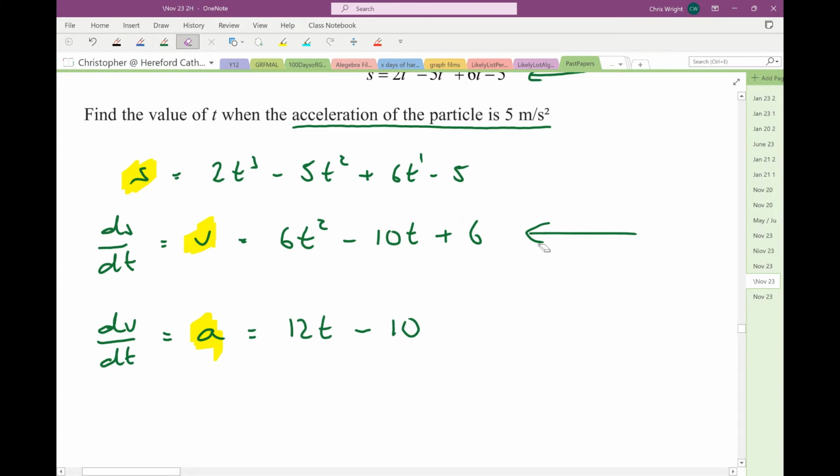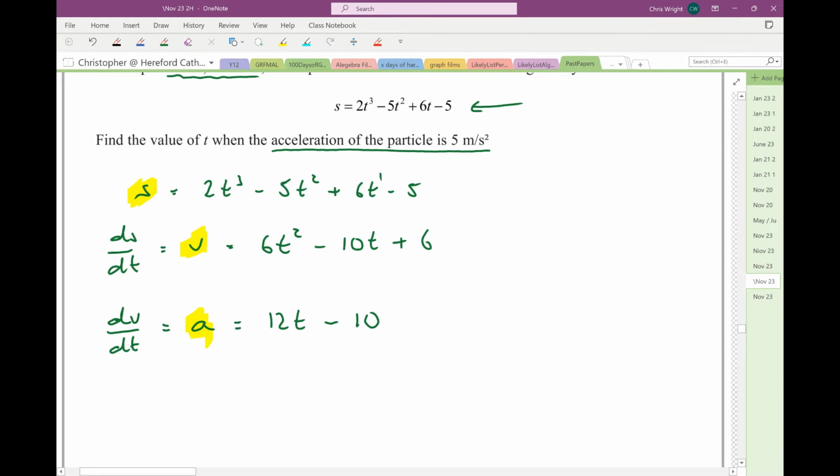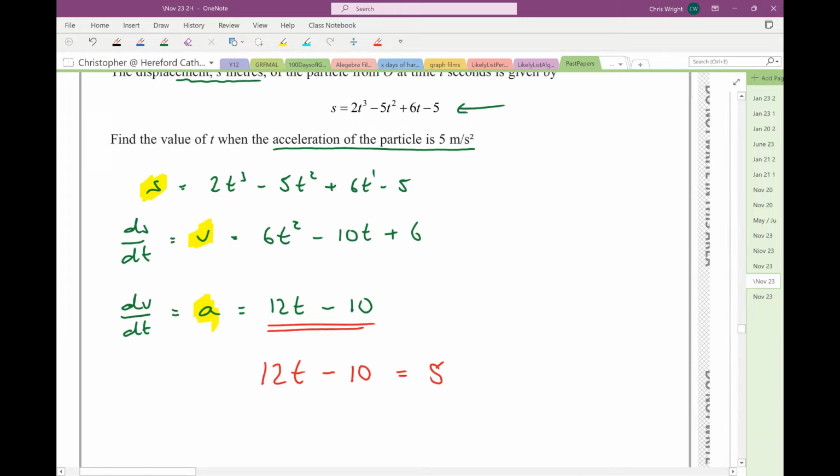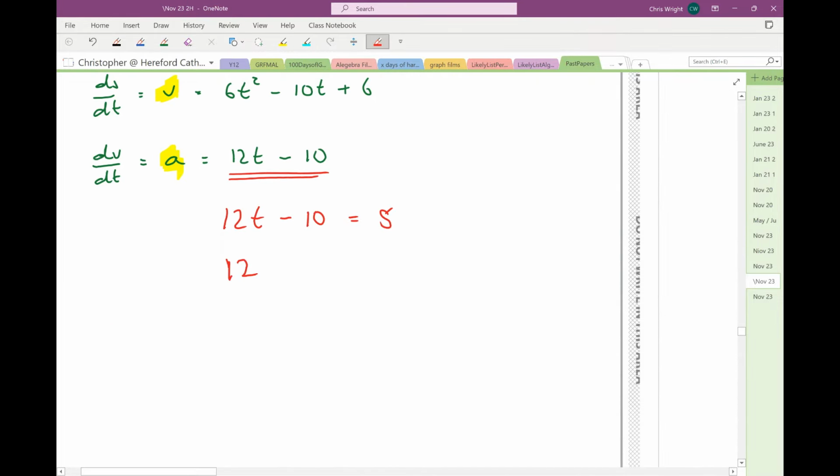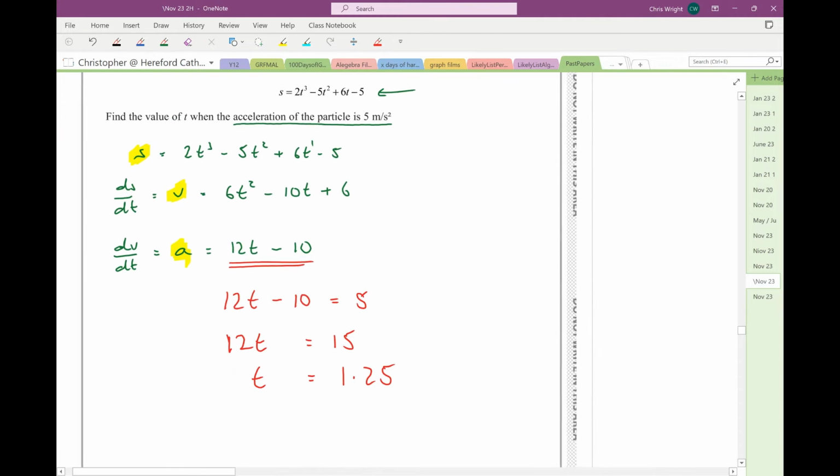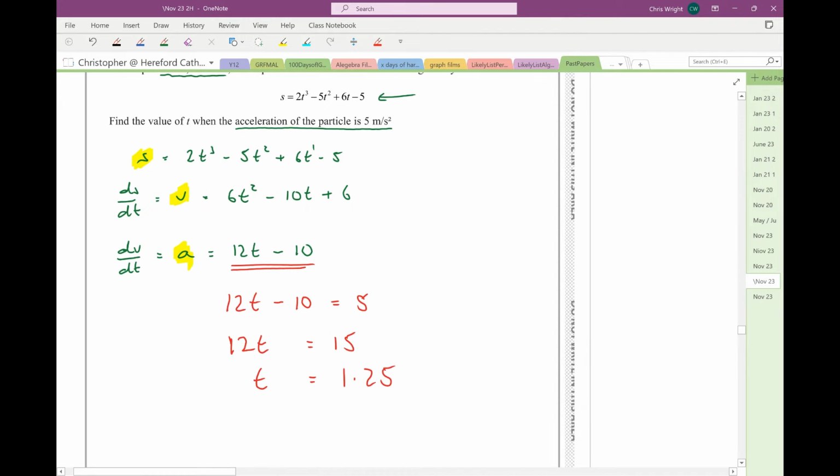So now I've got 3 formulas. I've got the formula for the displacement at the top, a formula for its velocity in the middle, and a formula for its acceleration at the bottom. Find the value of t when the acceleration of the particle is 5. Oh, well, all I need to do is to find what value of t makes the acceleration, which is that, equal 5. So I just have to solve this equation. Let's add 10 to both sides. 12t equals 15. Divide both sides by 12, and t is 1.25. So the particle has an acceleration of 5 meters per second squared after 1¼ seconds.